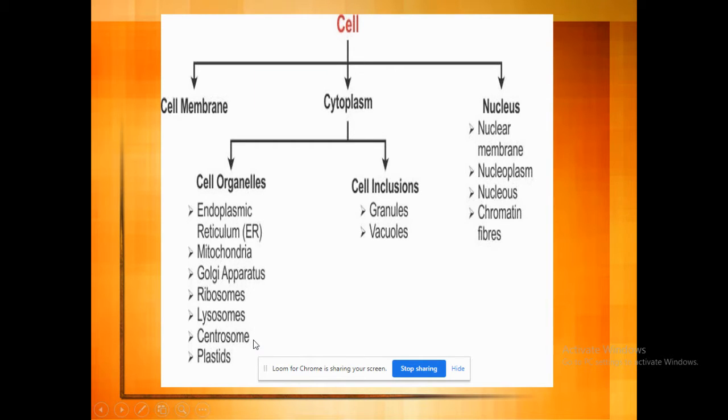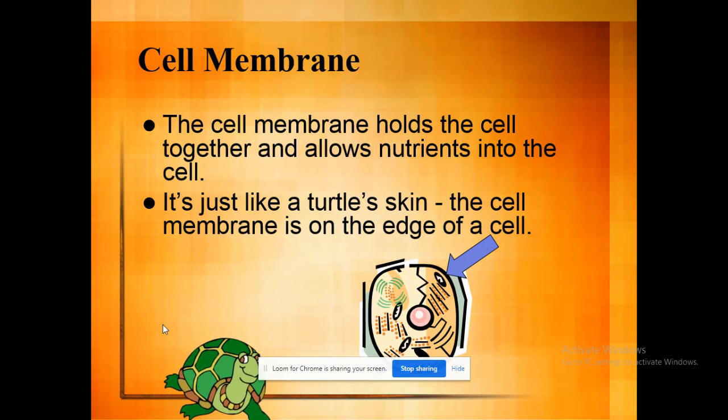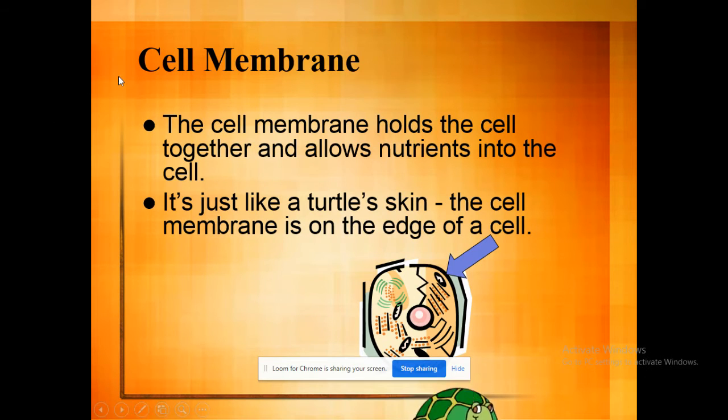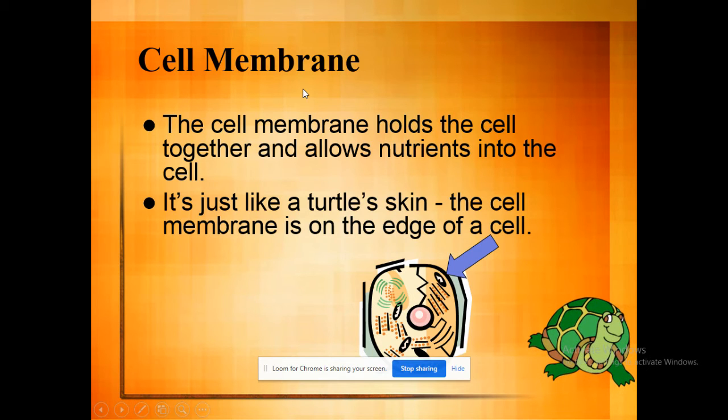Centrosomes are present in animal cells, and these are visible only during cell division. Coming to the plastids, these are present only in plants, as they perform the function of photosynthesis. So here is the first part of our topic.